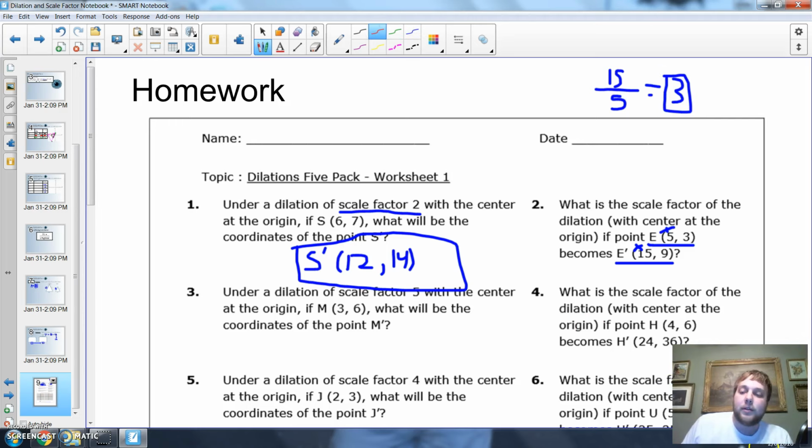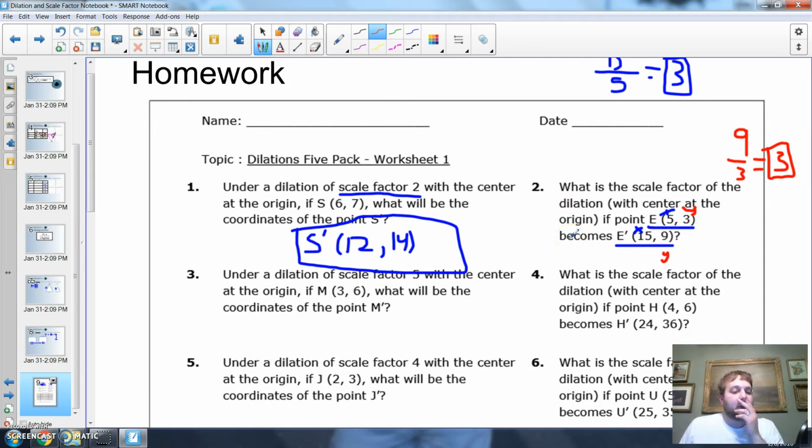Let's see, though. What if I would have taken the y's? So I take my new, which is 9, all over my other y, which is 3, and that's my old. 9 divided by 3 is 3. It doesn't matter which one I grab. You're still going to always get the same scale factor.